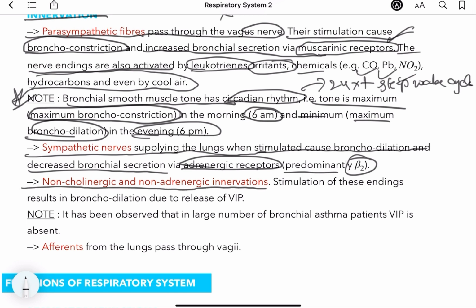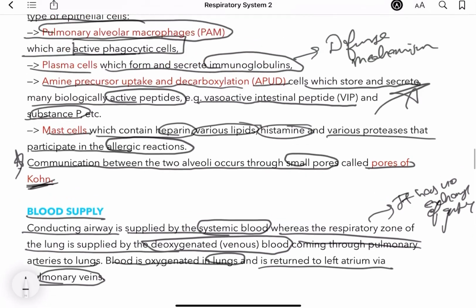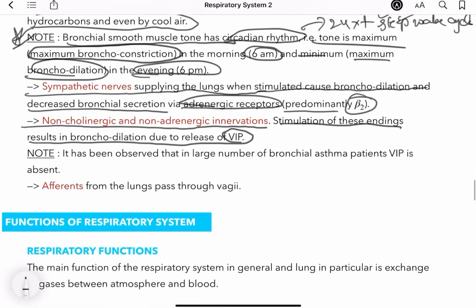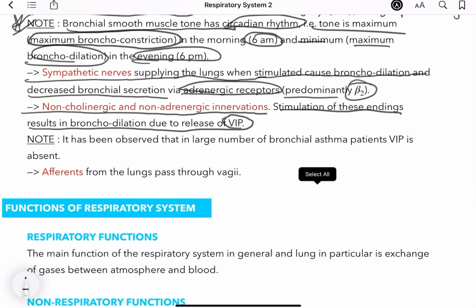Non-cholinergic and non-adrenergic innervation: stimulation of these endings results in bronchodilation due to release of VIP, vasoactive intestinal peptide. We have seen VIP earlier. Again, note it: it has been observed that in a large number of bronchial asthma patients, VIP is absent.